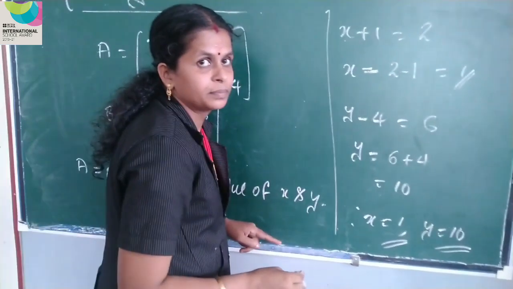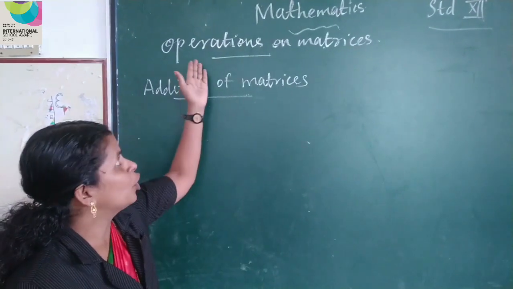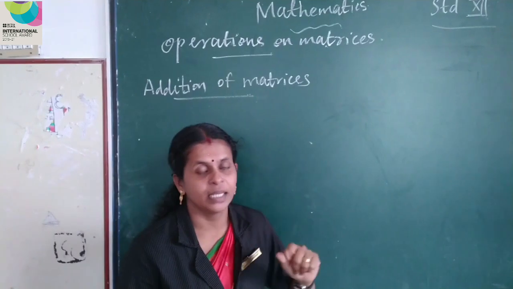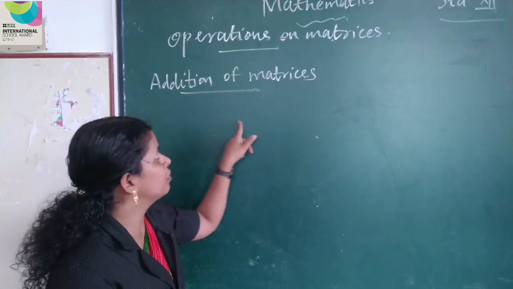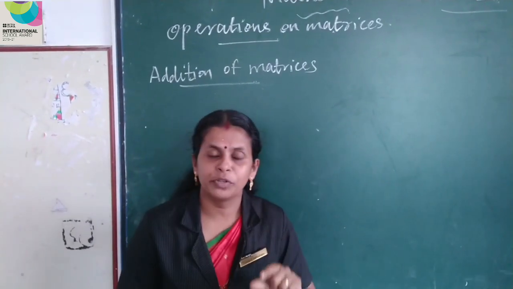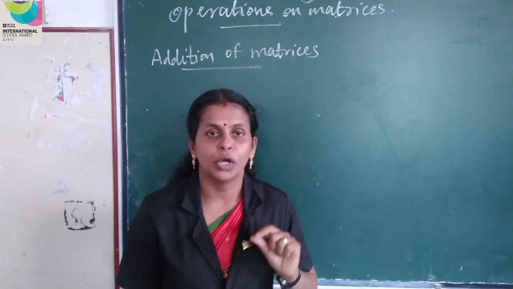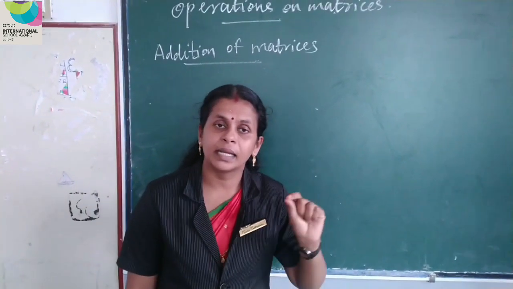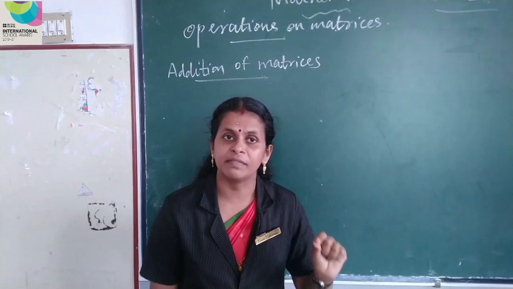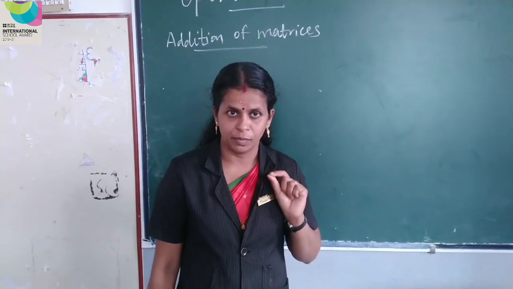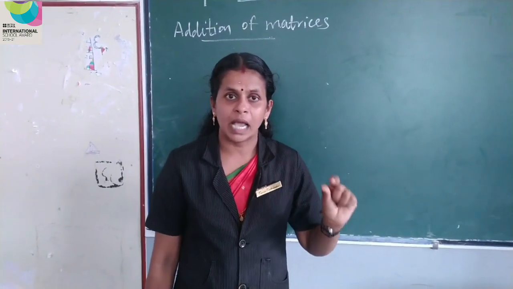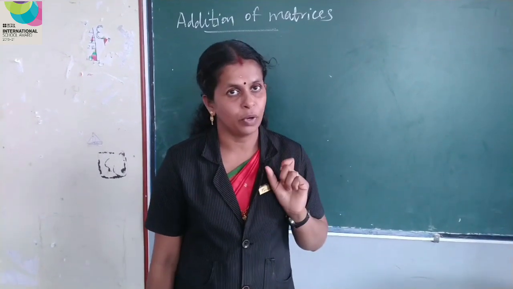Clear? Next topic is operations on matrices. First one, addition of matrices. Sum of two matrices is a matrix obtained by adding the corresponding elements of given matrices. Furthermore, the two matrices have to be of the same order.